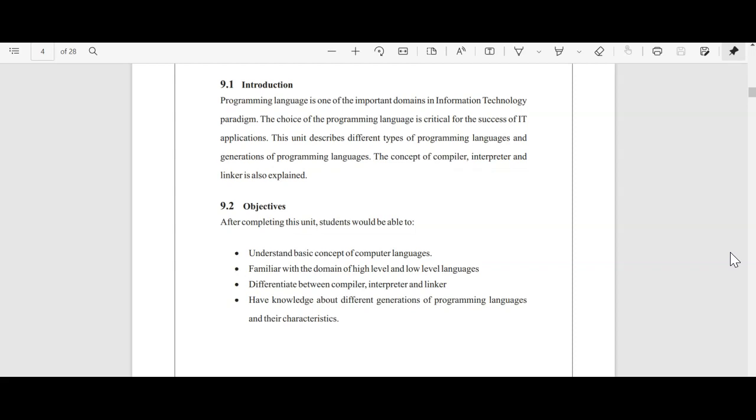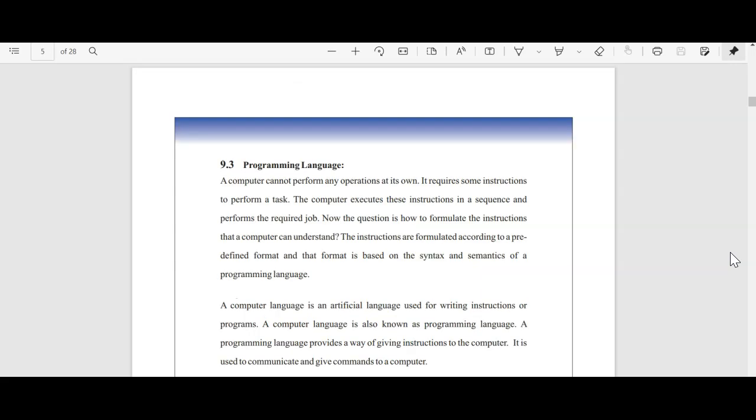So the objective of this unit is to understand the basic concept of computer languages. Now we were talking about the human languages; in this unit we will understand the basic concept of computer languages, and become familiar with high level languages and low level languages. Also, the objective is that we can differentiate between compiler, interpreter, and linker, and have knowledge about different generations of programming languages and their characteristics.